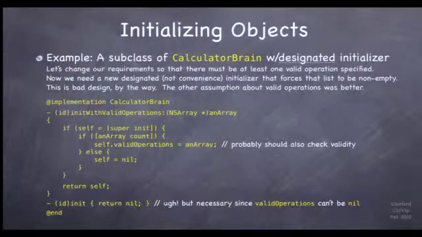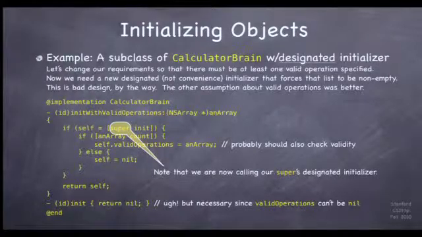So now here's calculator brain with a designated initializer. Okay, so now I've changed my mind and I've decided validOperations is required. You have to have valid operations and it has to have at least one valid operation in it or we are not going to allow you to initialize this class. So now I'm calling self equals super init. Okay, why am I doing that? Because this is my designated initializer. I need to call my super's designated initializer from my designated initializer. Okay, so that's why I'm calling super, because that's NSObject's. And then I'm checking the array to make sure it has something in it. And if it does, then I'm going to set my valid operations to the array, and off we go. Otherwise, I'm going to say self equals nil and return self. In other words, I'm going to fail to initialize, because I'm requiring that the valid operation list have at least one operation in it.